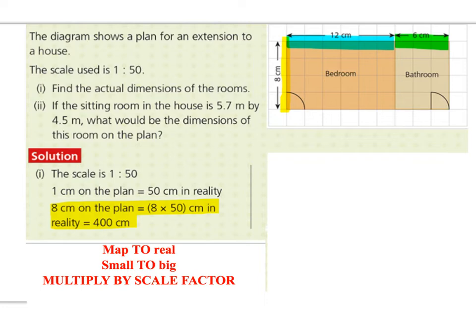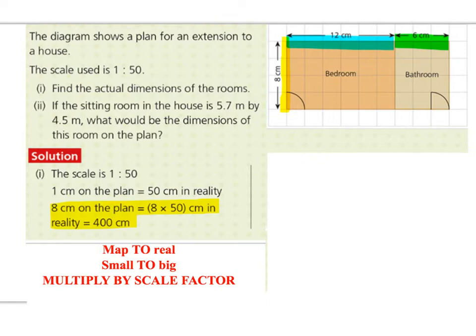Remember, if we're going from a map to real life, we're going from something small to something big, so we're going to multiply by the scale factor. If we're going from something small to something big, we're getting bigger, so we're multiplying. That's why we multiplied by 50 here, we did not divide. And when you're dealing with scale, you're always either multiplying or dividing. You would not add or subtract.